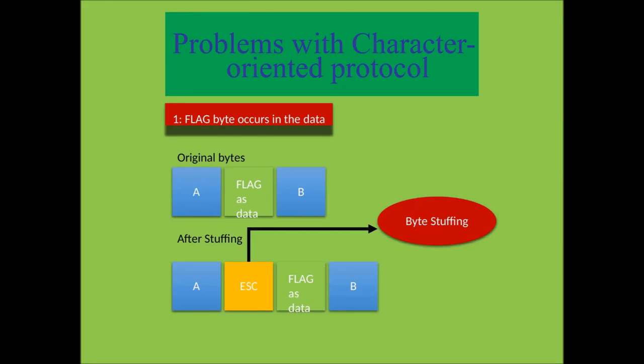So after stuffing an escape character, or byte stuffing, there will be a distinction between data and flag. In this way, flag and data can be differentiated. So this problem can be resolved by byte stuffing. And what is the problem? If the original byte or frame is the same as the flag, then the byte stuffing mechanism is used for differentiating data and flag.